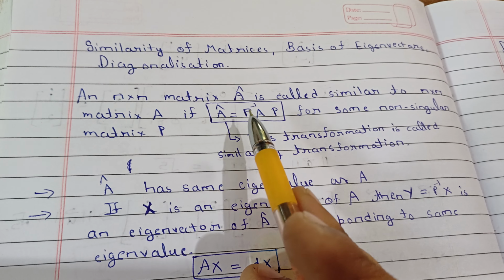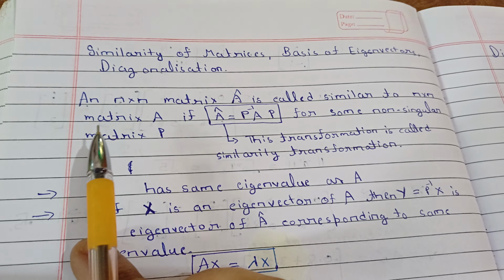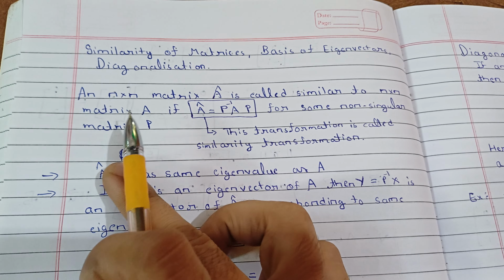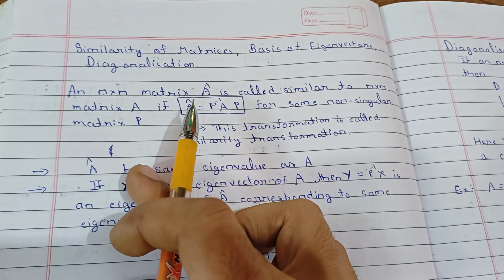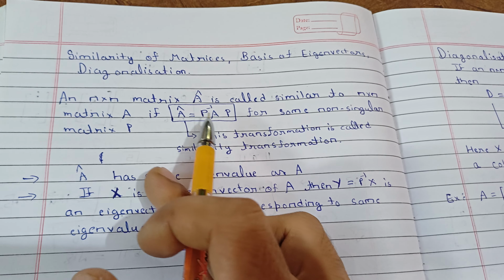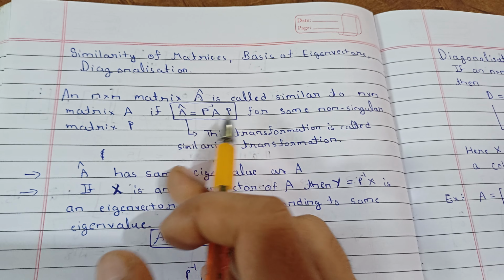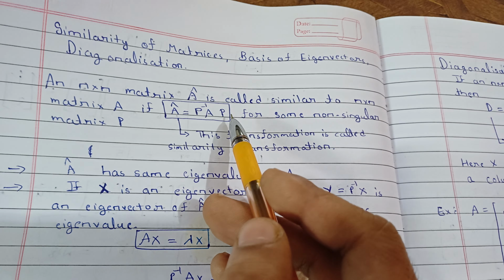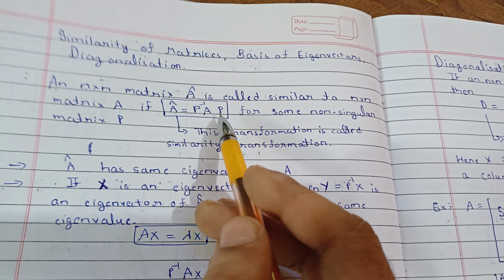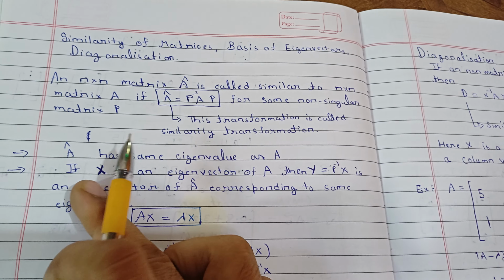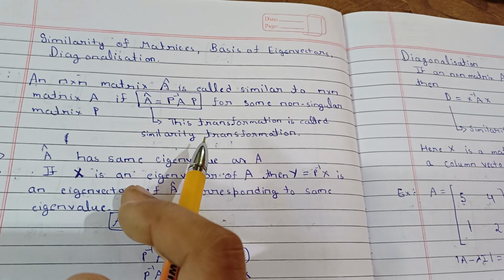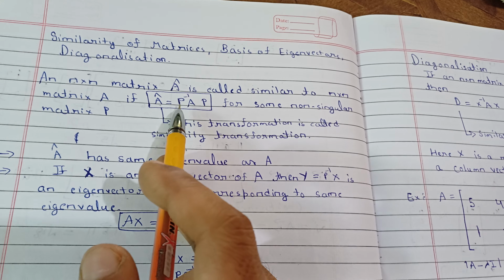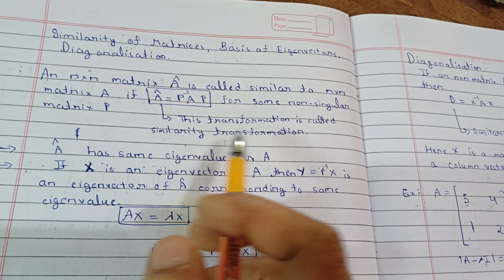An n by n matrix A cap is called similar to an n by n matrix A if A cap is equal to P inverse A P. Here P is some non-singular matrix. Any non-singular matrix, then its inverse, multiplied with this, gives you a matrix which is similar to A. Just remember this, we'll understand more. This transformation of A is called the similarity transformation, meaning A will turn into A cap.